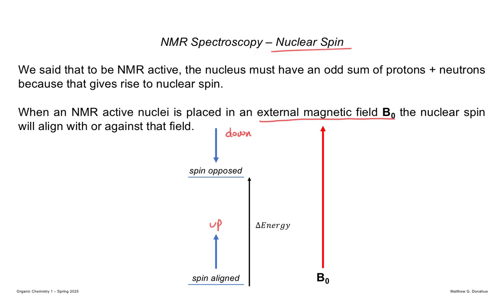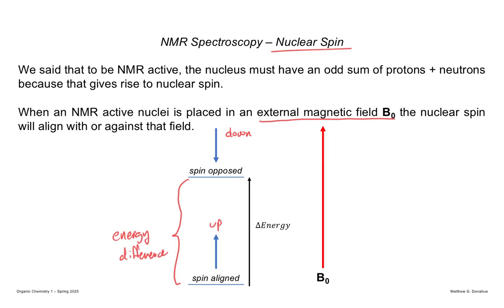So if you look at that red arrow, it's pointing up, and then you have spin aligned. So those two vectors would add together, right? The little tiny nuclear magnet would add to the big magnet, and then you'd get a bigger overall vector. The spin opposed is going to subtract. And so the difference between them, that's the energy difference.